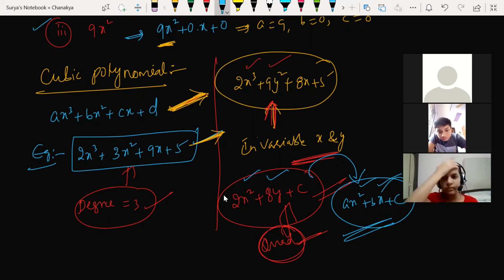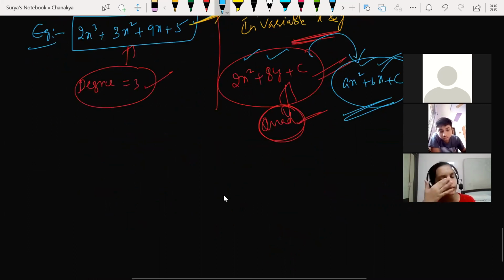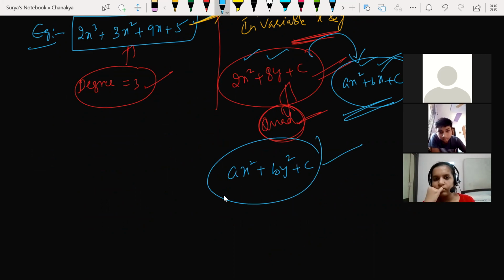Sir, if both the variables have 2 as the highest power, will it be a quadratic? No, we cannot call it that. You are saying ax square plus by square plus c. No, you cannot call that quadratic.